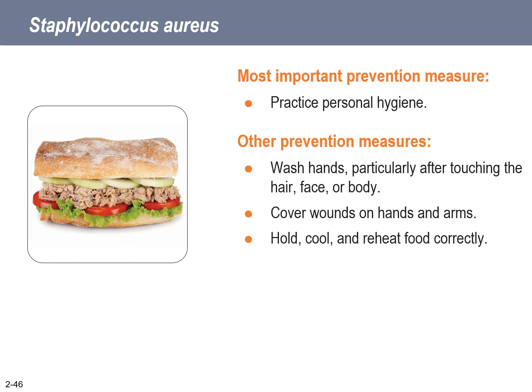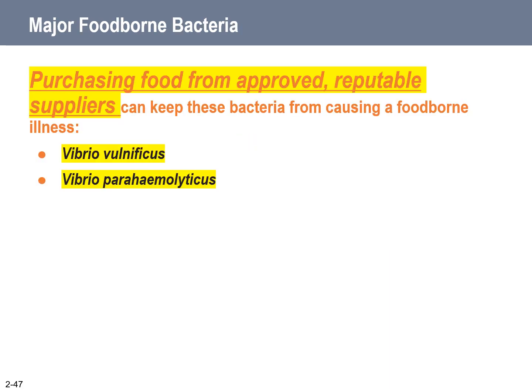Practice good personal hygiene. Wash your hands, particularly after touching your hair, face, or body. Cover wounds on the hands and arms, and hold, cool, and reheat food correctly. Major foodborne bacteria: purchasing food from approved, reputable suppliers can keep these bacteria from causing a foodborne illness.